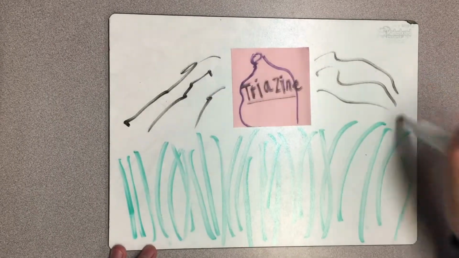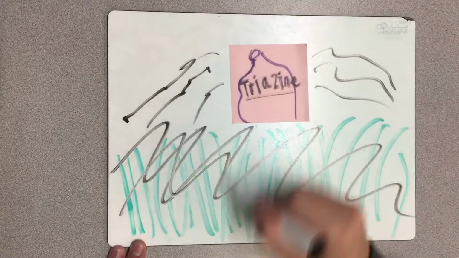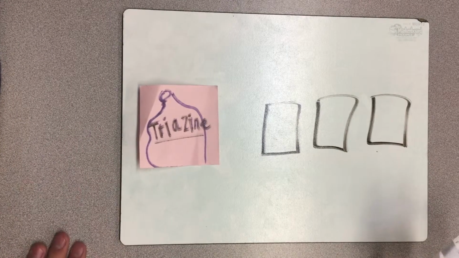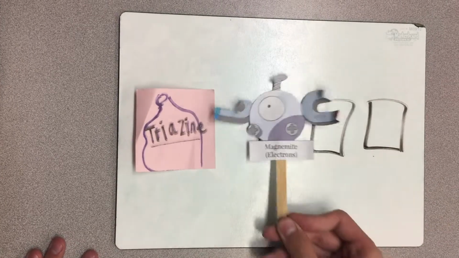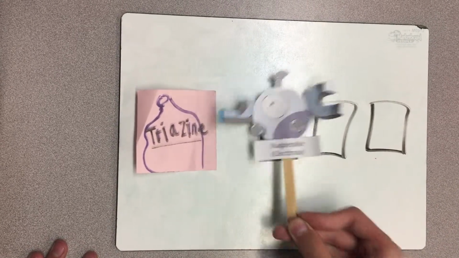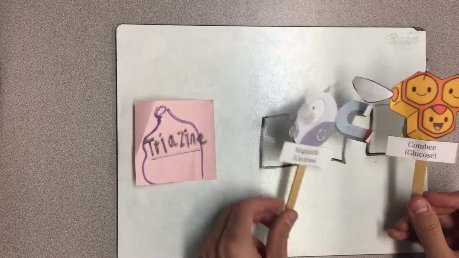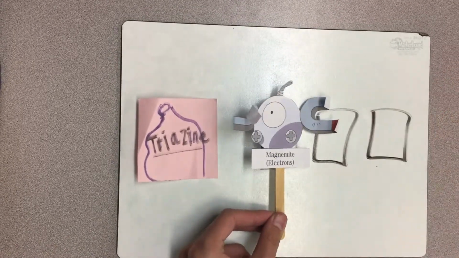Wait! I remember something about this. We learned about this in class. This all connects back to photosynthesis. Triazine prevents electron transport, also known as NADPH. Therefore, without the electrons, the plant cannot produce glucose in order to survive. So without Magnemite, Combee would not be produced, and the plant Pokemon would then die.